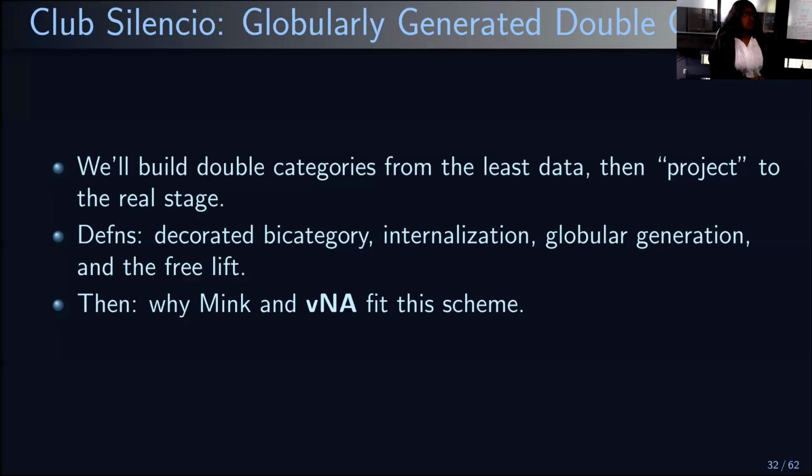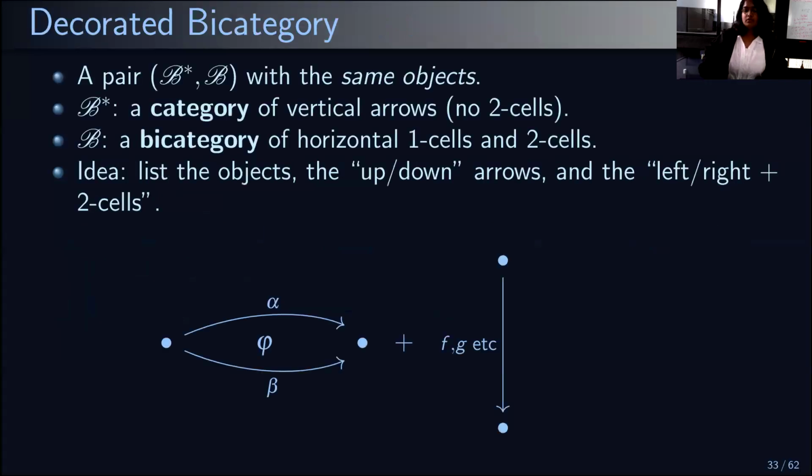That's probably something like what the globularly generated double category is. So in order to make sense of exactly what this is doing, we need to define a couple of things, which are a decorated bicategory, horizontal internalization, globular generation, and the free lift. So we have to define all of these things. So I'll start doing that now.